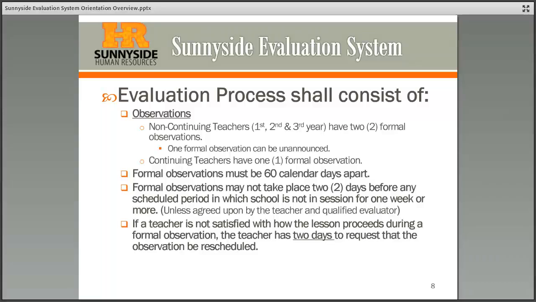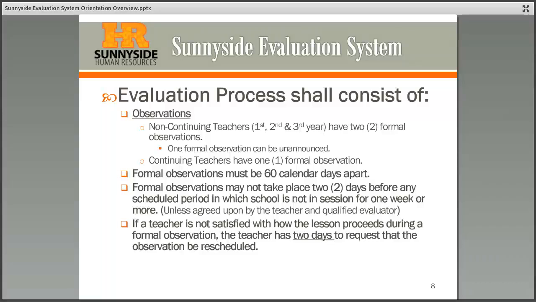The evaluation process also includes observations. Non-continuing teachers who are in their first, second, or third year of teaching have 2 formal observations a year. One formal observation can be unannounced. Continuing teachers have one formal observation each year. Formal observations must be 60 calendar days apart.